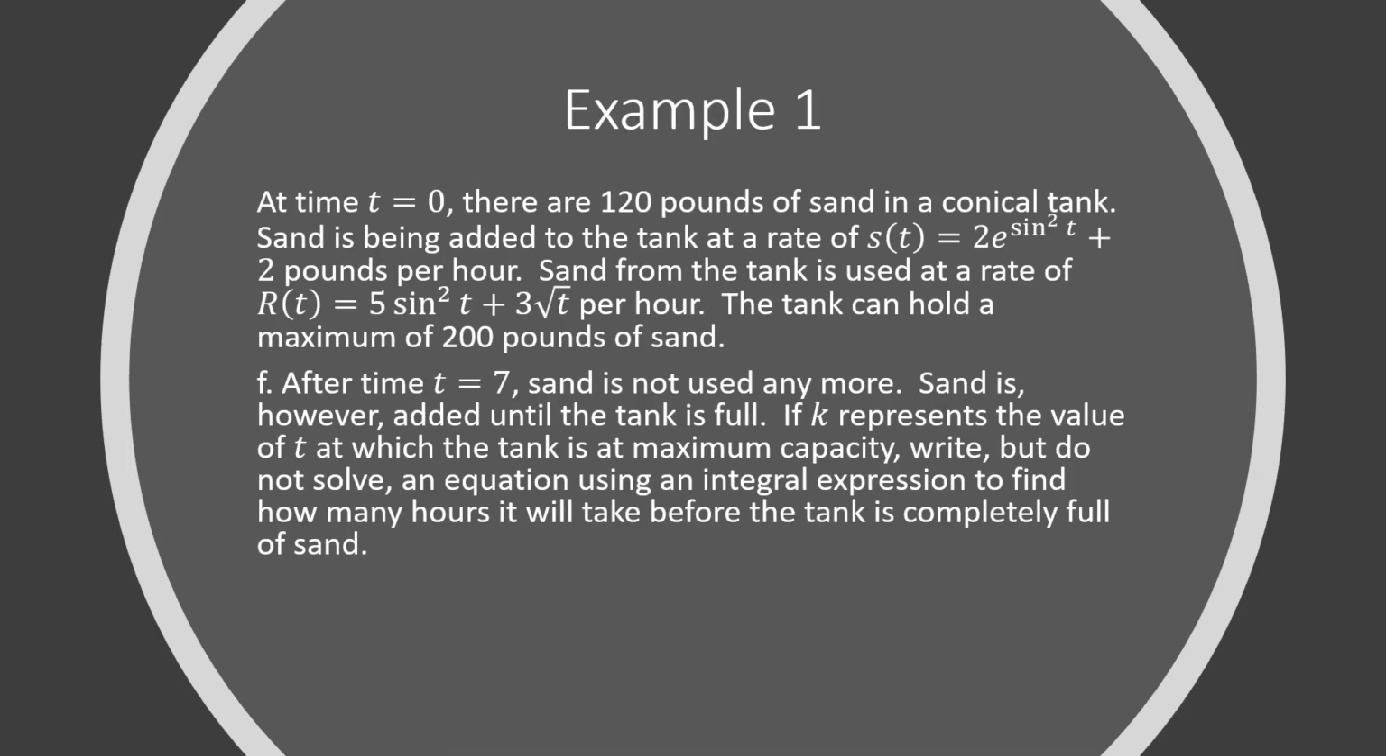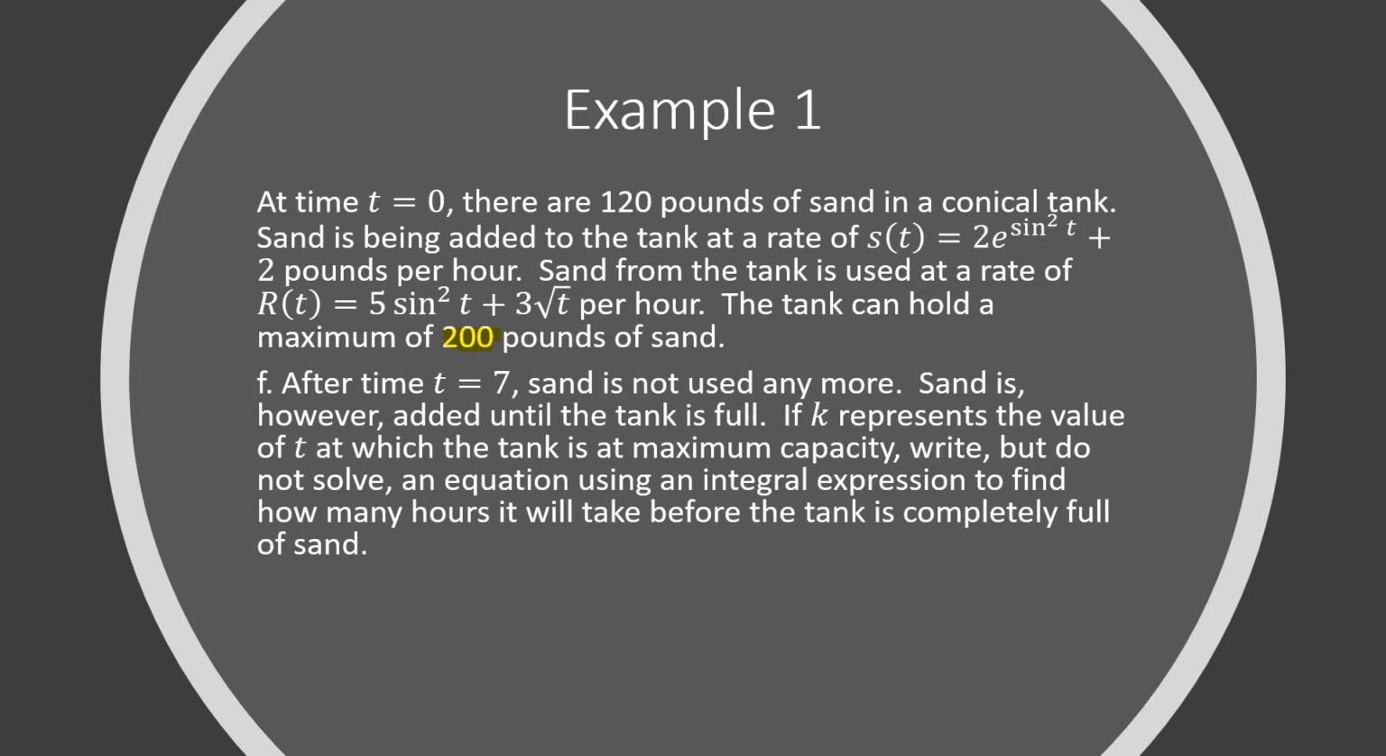All right, part F says after time t equals 7, sand is no longer being used. So that means r of t is now irrelevant. Sand is, however, added until the tank is full. And remember from the beginning it said that the tank can hold a maximum of 200 pounds of sand. So again, from the original problem, we know it's full at 200 pounds. So it says if k represents the value of t at which the tank is at maximum capacity, write, but do not solve, an equation using an integral expression to find how many hours it will take before the tank is completely full.